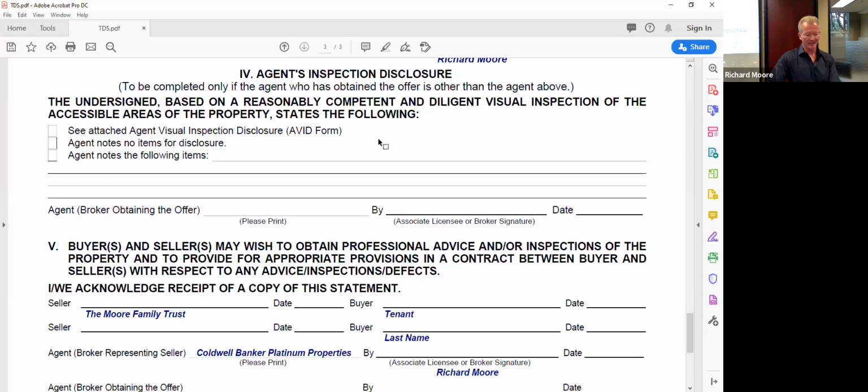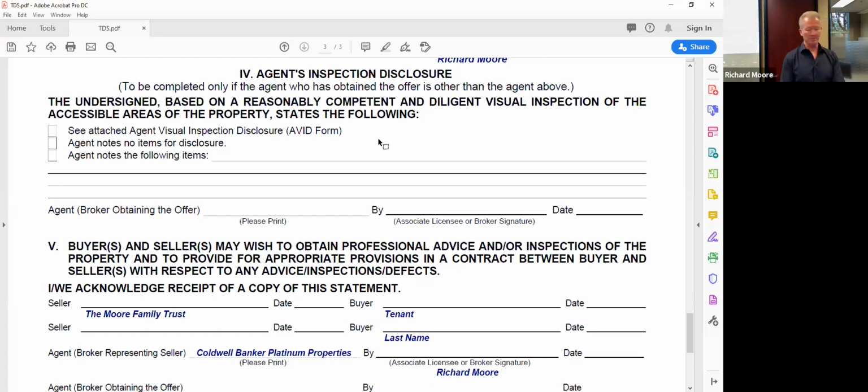And then properties covered by the TDS: it applies to transfers by sale, exchange, installment land sale contract, lease with an option to purchase, or a ground lease coupled with improvements of real property, or a residential stock cooperative, such as in Laguna Woods, improved with 1 to 4 dwelling units. And it also applies to manufactured homes and mobile homes classified as personal property.